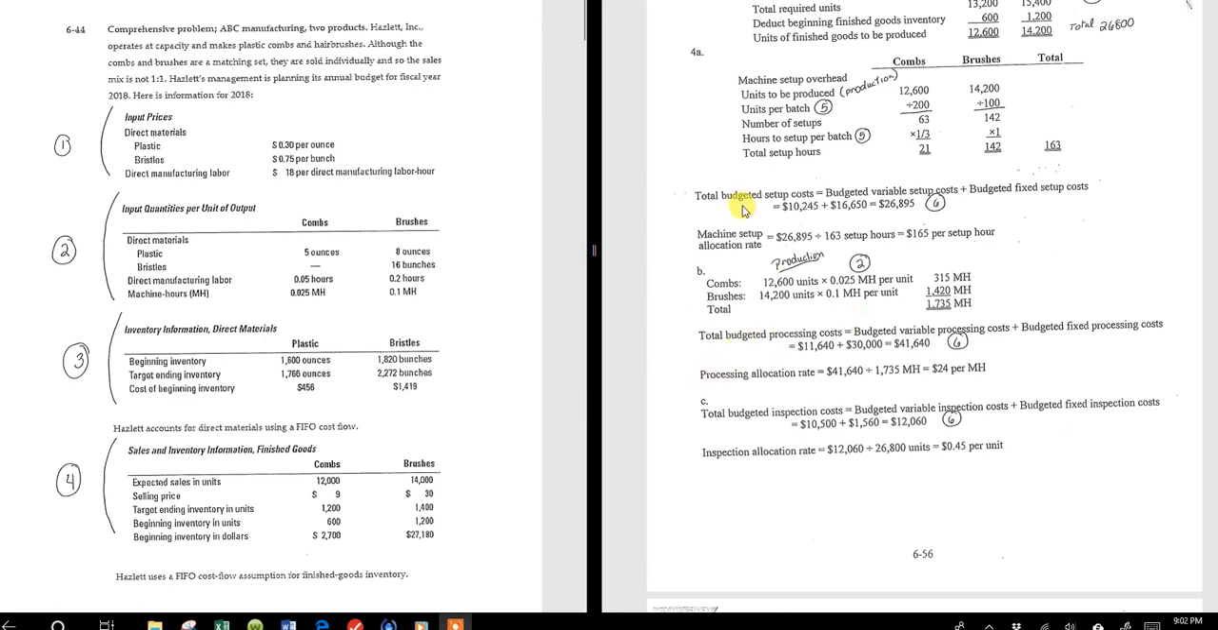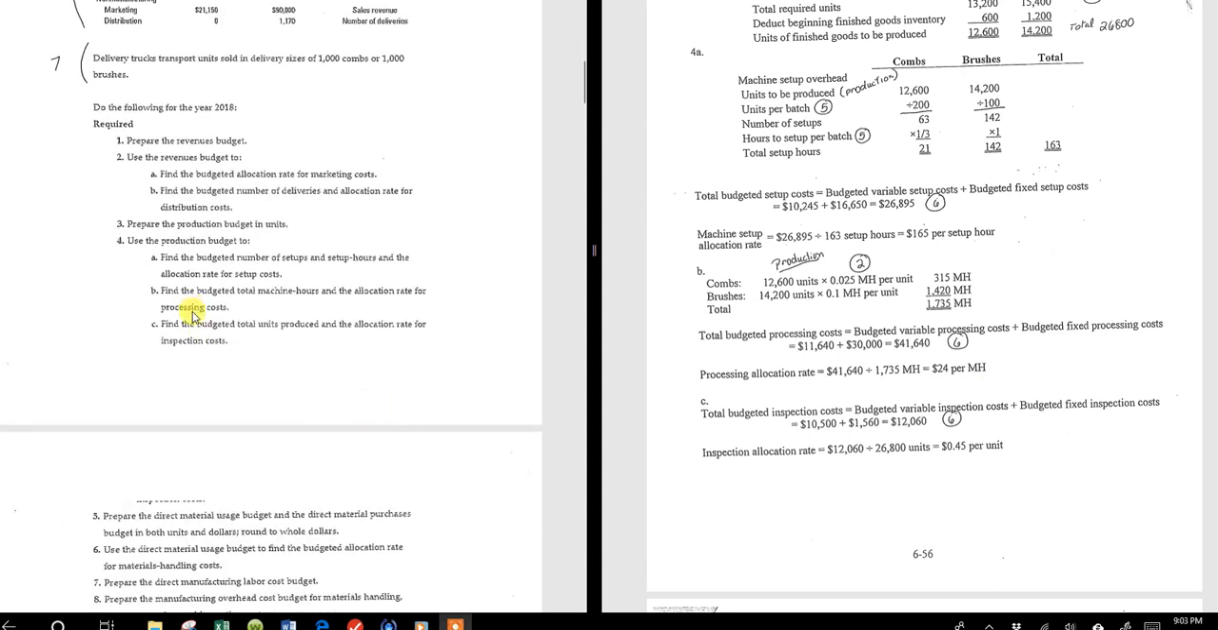Okay, so we have machine setup is 165 per setup hour, and processing is 24 per machine hour. Okay, so hopefully you have that right. Already down. Okay, and the next one, we're going to find the budgeted units produced and the allocation rate for inspection costs.